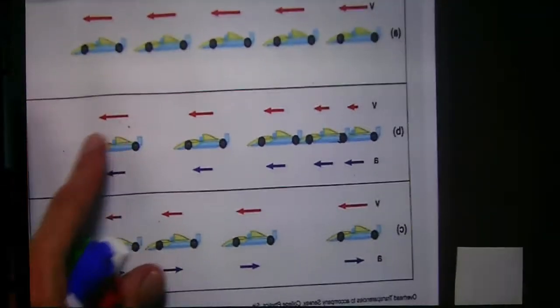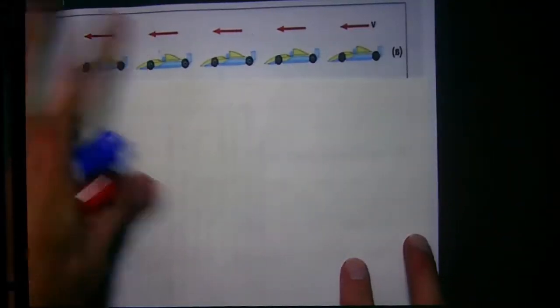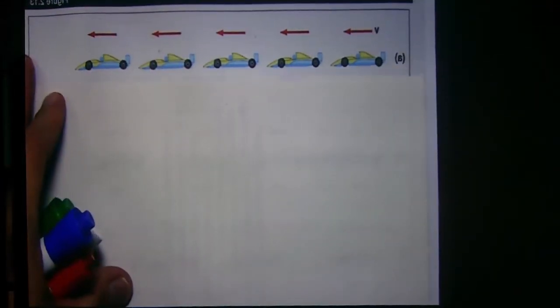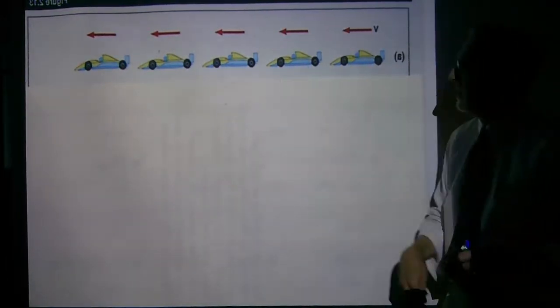Let's look at the exact reverse situation. Let's look at the one up at the top. We now have the car moving to the left with a uniform velocity. Subtract any one of these from another, you get 0. Still, 0 acceleration. Even though it's moving to the left, the velocity is uniform, 0 acceleration.